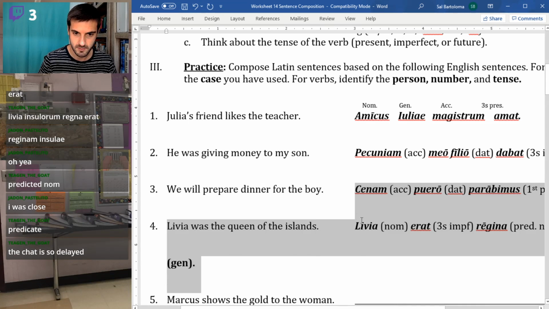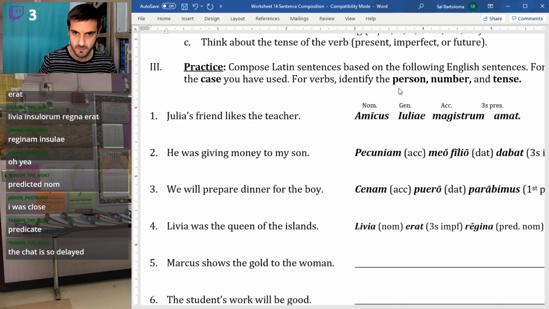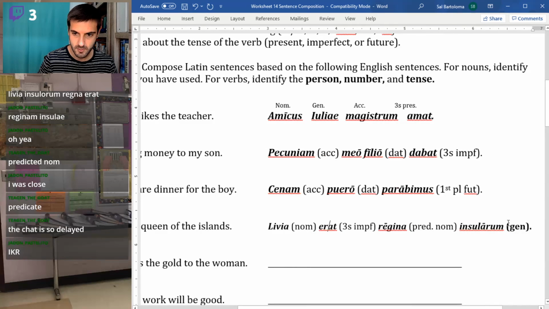I'm going to take the size down here a little bit so we can see it all. There we go. Now it's all in one line. Right? So Livia was the queen of the islands.